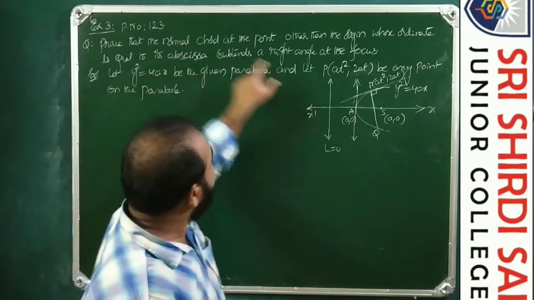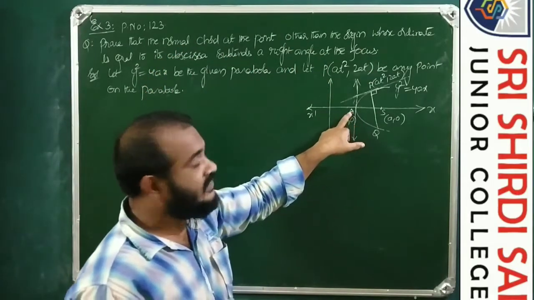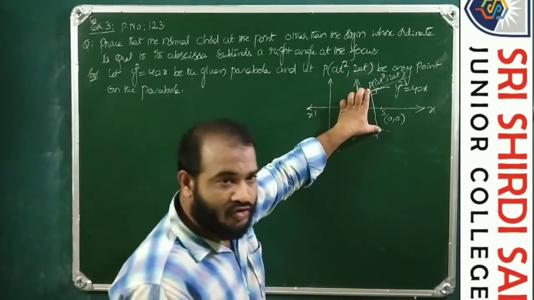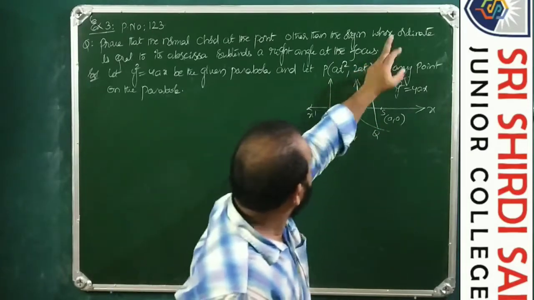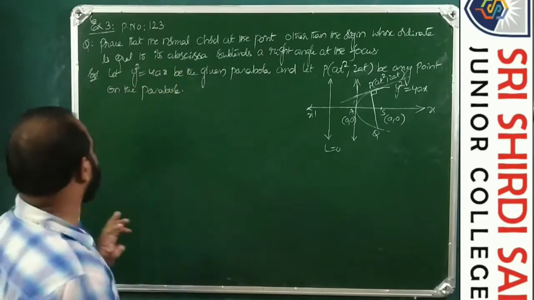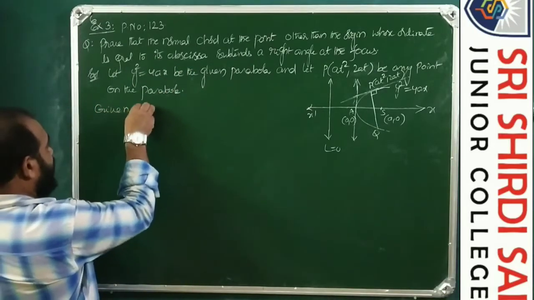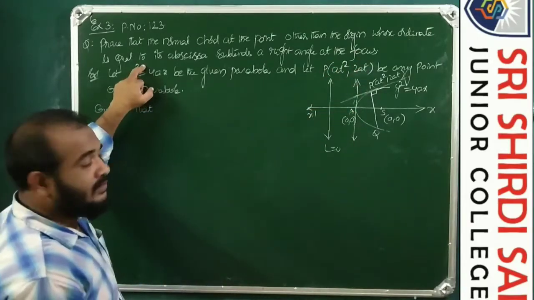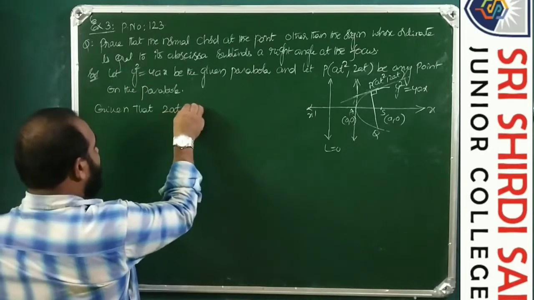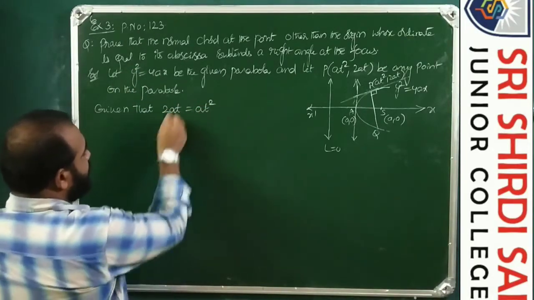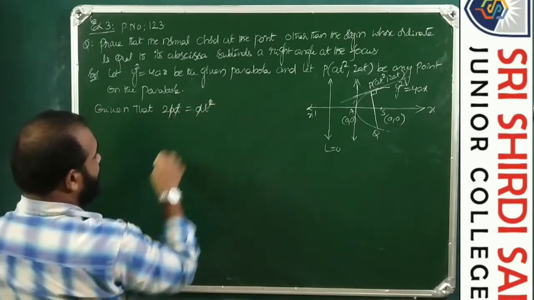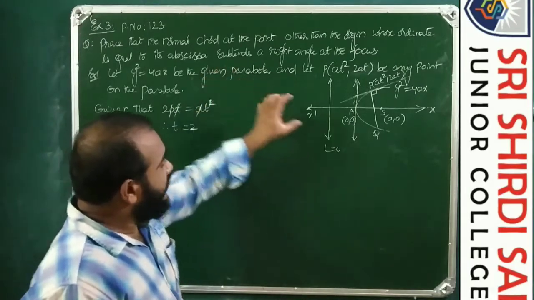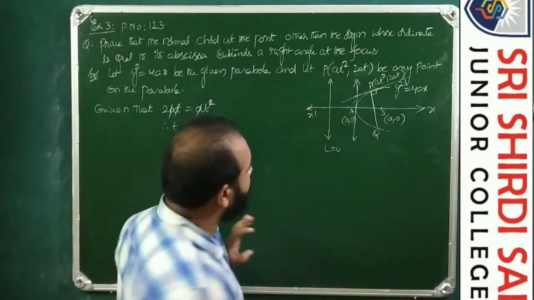So this is the normal chord at a point other than the origin. The vertex is the origin here. The normal chord is drawn at a point other than the origin, whose ordinate is equal to its abscissa. Ordinate is nothing but the y coordinate, abscissa is nothing but the x coordinate. Given the condition, 2at = at². So from this, a on both sides and t get cancelled. Therefore t = 2. Then this chord subtends a right angle at the focus.